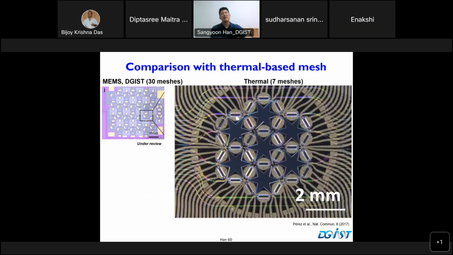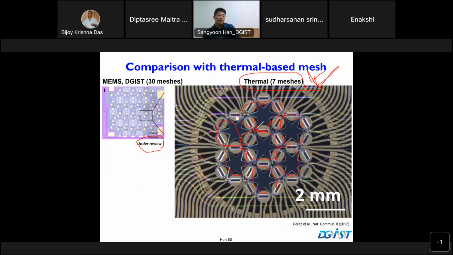Our recent version is under review, so I cannot give you too much detail on this device. But the one on the right is the most state-of-the-art programmable photonic circuit, experimental, published so far. As you can see, it has 7 meshes. It's a hexagonal mesh, and each edge is a gate. By the way, this is thermal, so it consumes large power, and there's thermal crosstalk, so they couldn't pack it more tightly.